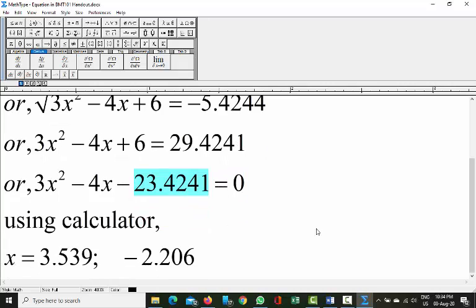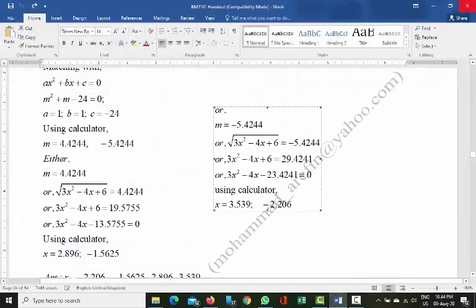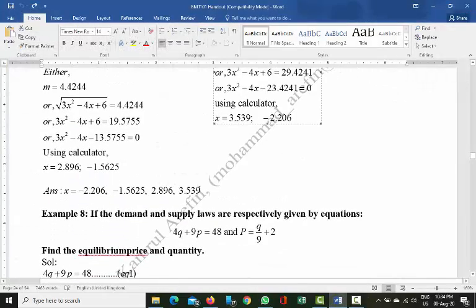Similarly here, a is equal to 3, b is equal to minus 4, and c is equal to minus 23.4241. If you put it in your calculator and solve it, you will get another two values of x. So we got a total of 4 values of x.